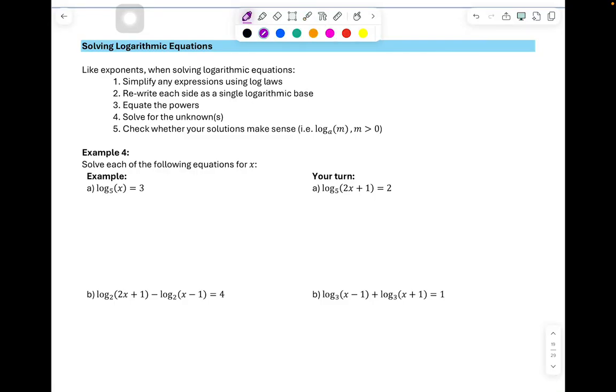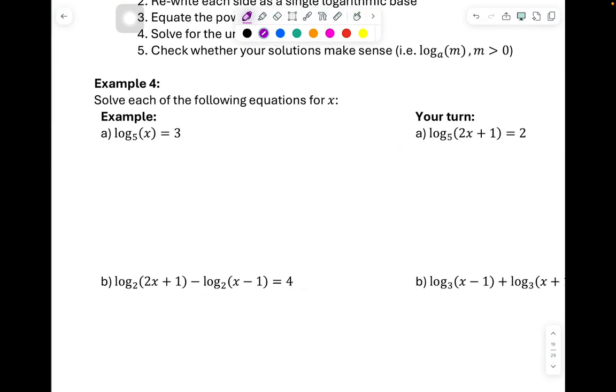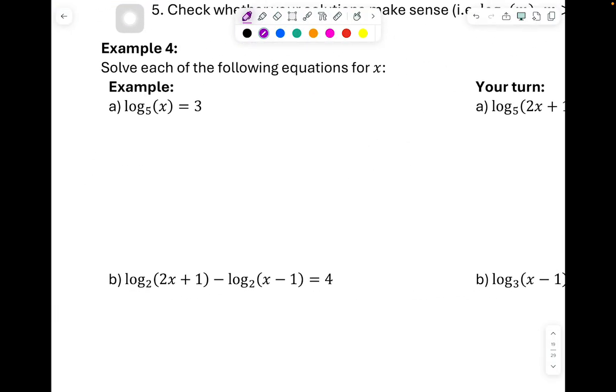Okay, in this video, we're going to be looking at solving logarithmic equations. So let's have a look at example 4a here, which is log base 5 of x equals 3. In this particular case, if we want to free up the x, we need to take this log to the right-hand side using the opposite operation. And the opposite operation of a logarithm is a 5.